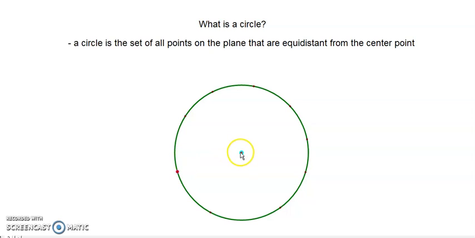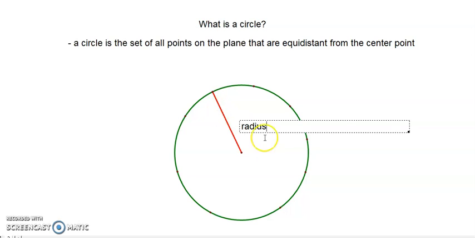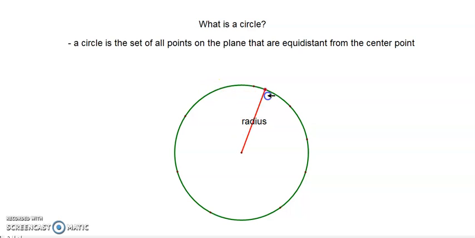Now if I draw a segment from here to there, from the center to the circle, that is called a radius. Let's write that down. That's called a radius. So the radius goes from the center of the circle to the circle. And how many radiuses, but we don't say radiuses, we say radii. The plural of radius is radii. There's infinitely many. I can put the radius anywhere. Okay? So this is called a radius.